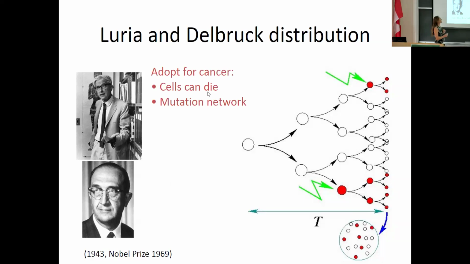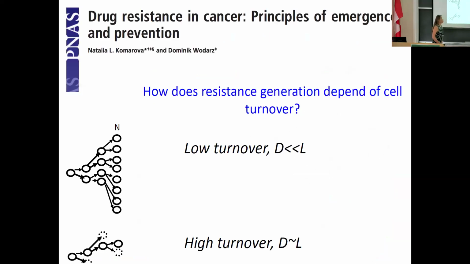So cells can die. Usually in this framework, they don't die. And we don't just have one mutation, but we have this mutation network, so multiple mutations. So it's a more complicated problem. We want to know the distribution of mutations after a while. As a colony grows, is it resistant? This is one of the questions that we want to ask. So we want to count mutations, or we want to determine the probability of not having a resistant mutation.